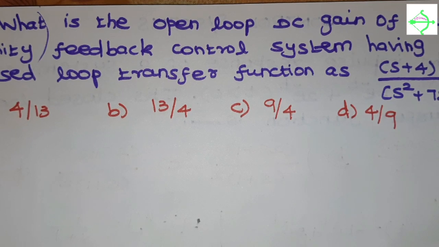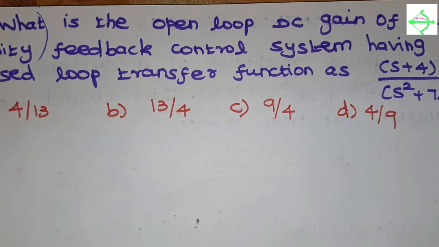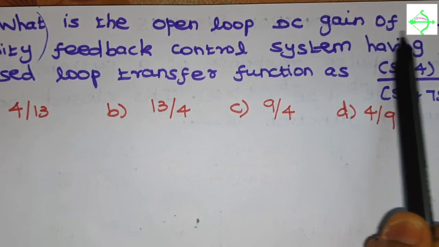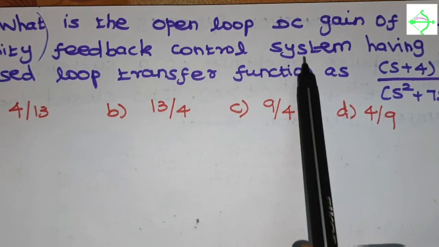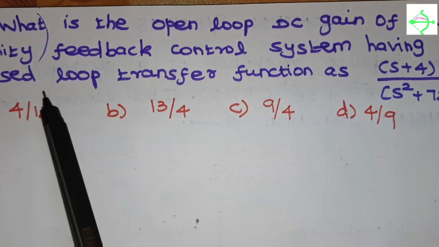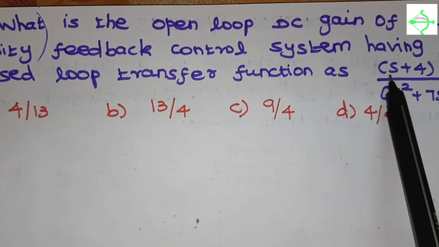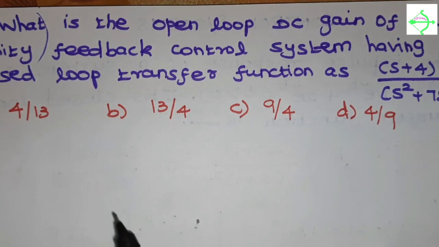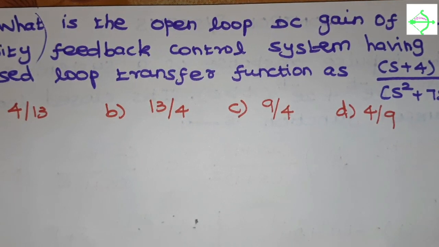Today we are going to see some important problems in control systems. Let's come into the problem. What is the open loop DC gain of a unity feedback control system having closed loop transfer function as (s + 4) divided by (s squared + 7s + 13)? Options are given. Let's solve the problem.